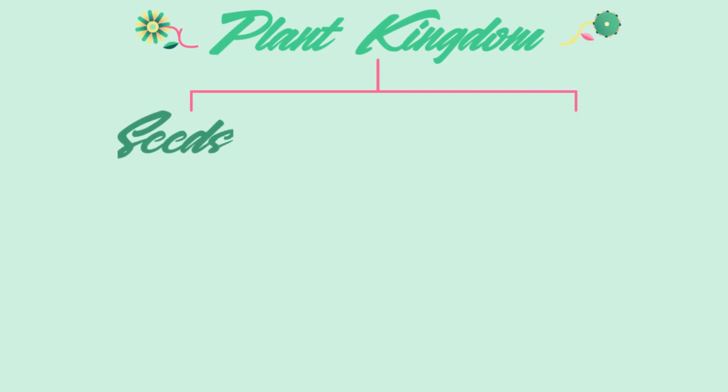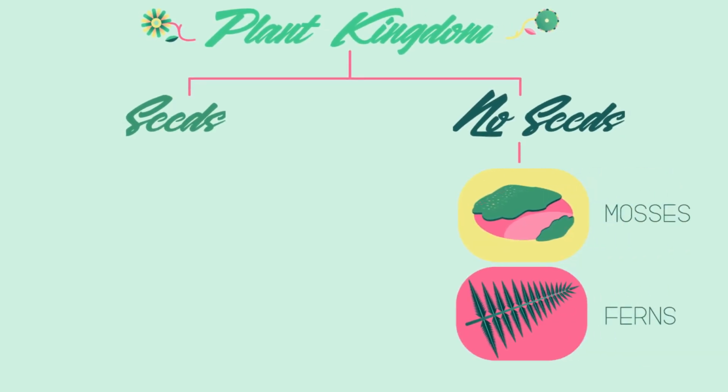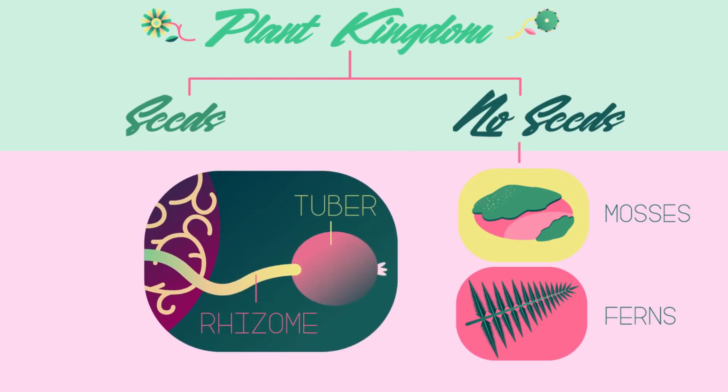The plant kingdom can be split into plants with seeds and plants without seeds. Not every plant grows from a seed, like ferns and mosses for example. They grow from spores instead. Other plants use asexual reproduction and grow new plants from rhizomes or tubers.